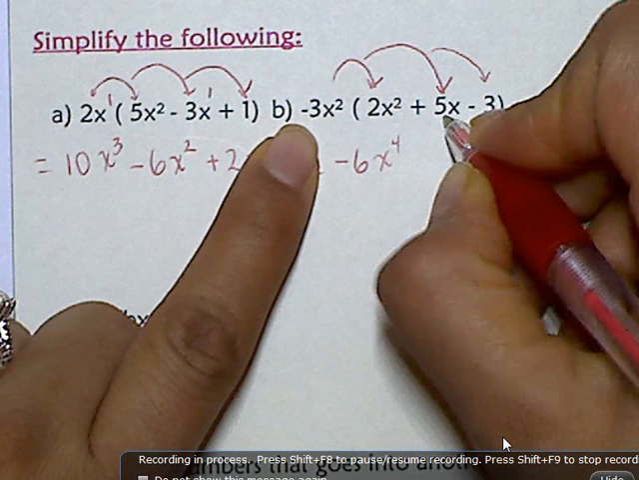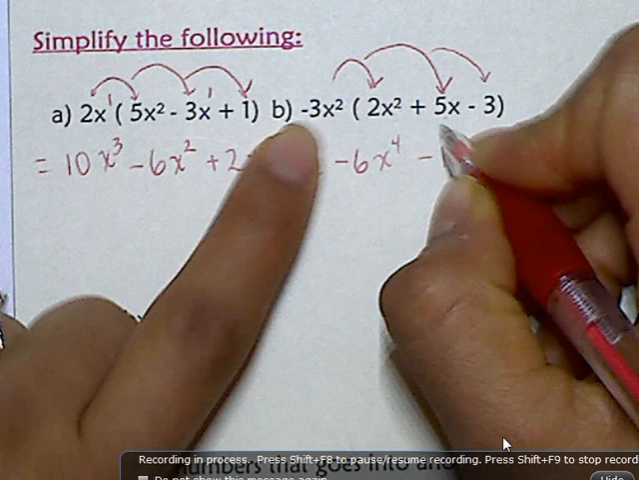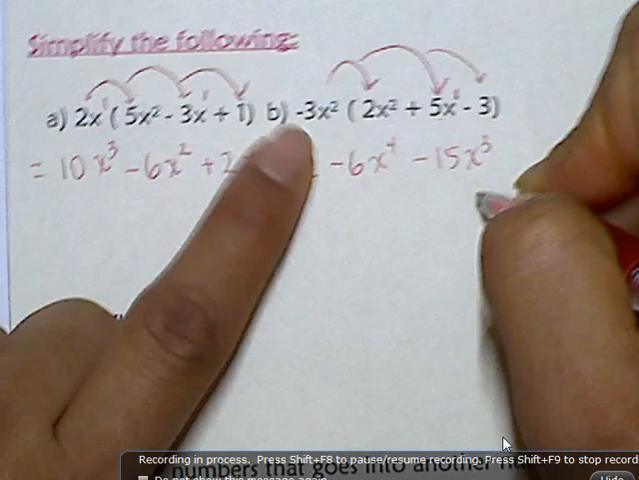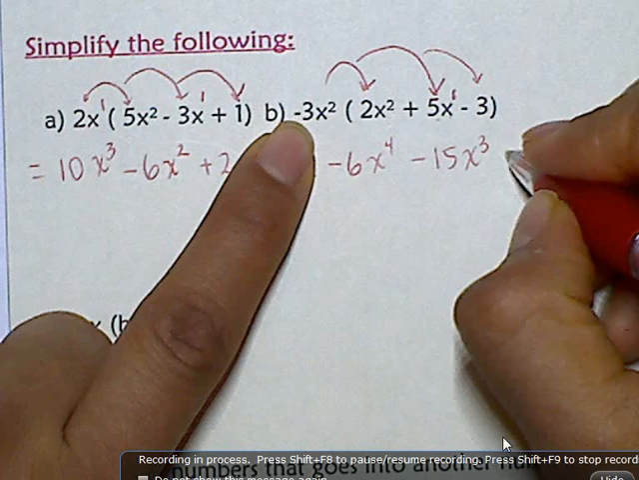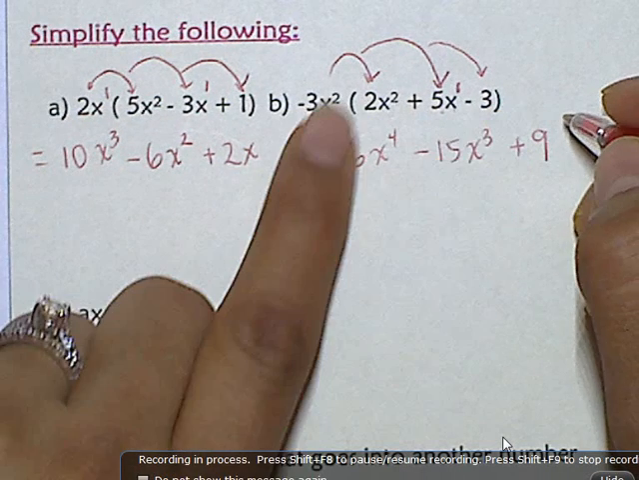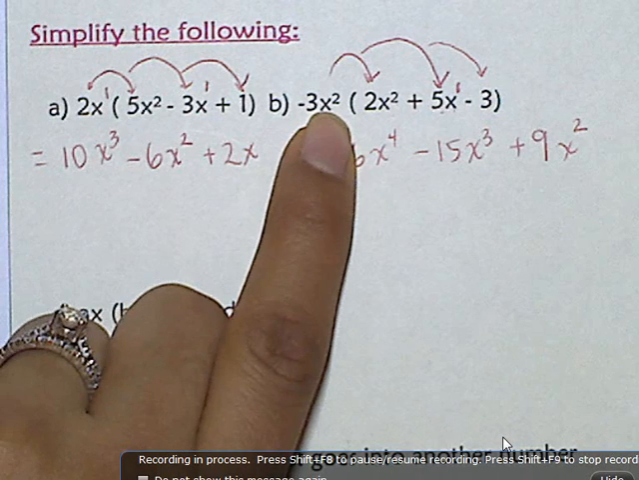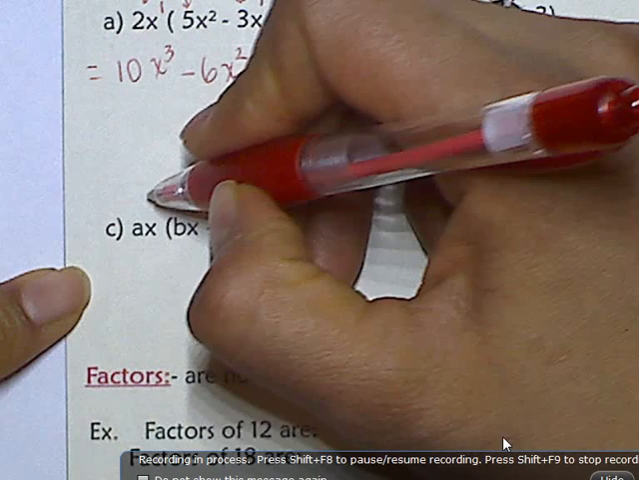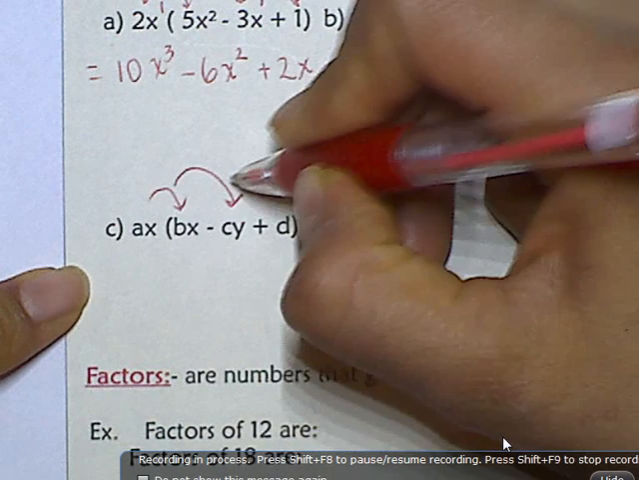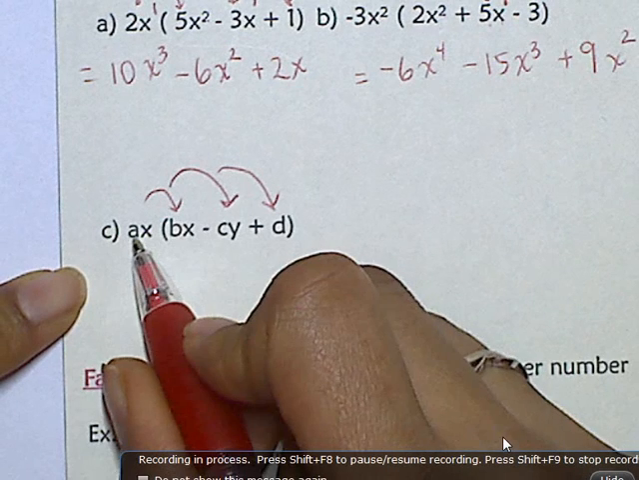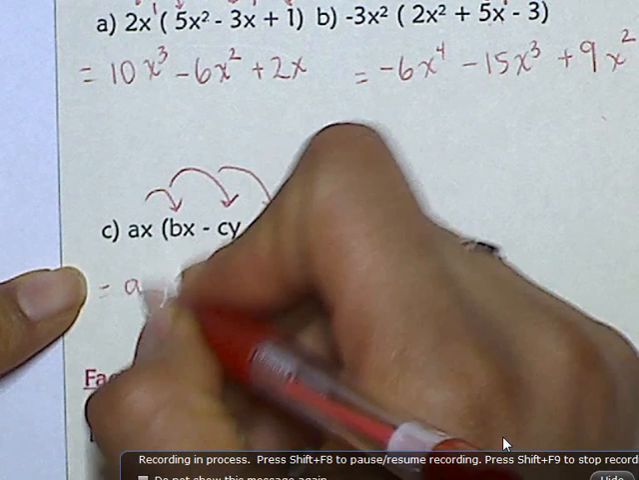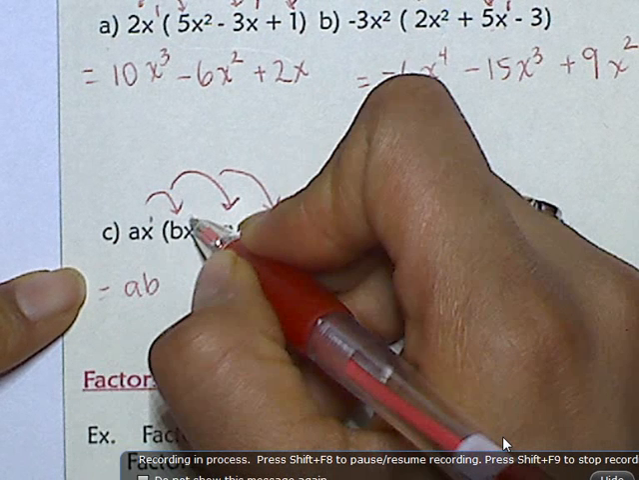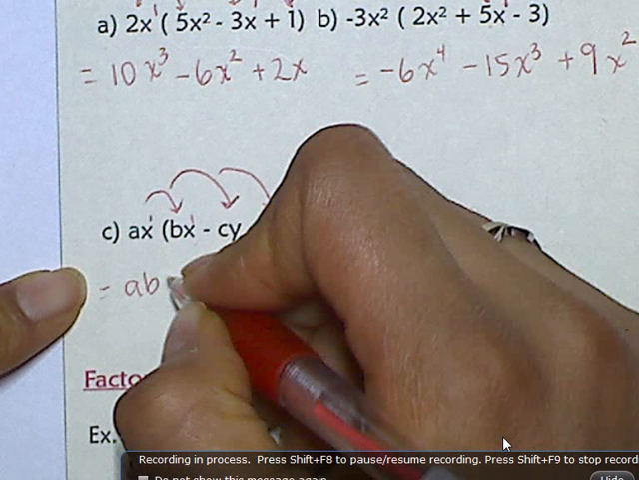Alright, let's do the next one. So I have ax gets multiplied by bx, gets multiplied by negative cy, as well as d. So a times b is ab, and I have x and x, so that means same base, and add their exponents, it's x squared. Here I have a times c, so negative c is negative ac, and I have x and y, they're not the same base, so let's write them as xy. A times d, so ax times d is just ax d. There's no like terms here, because they're all different variables with different exponents.